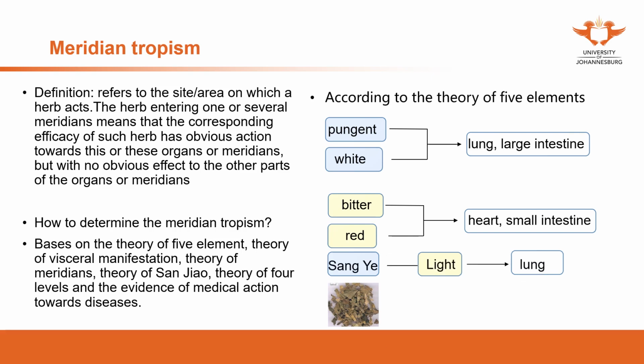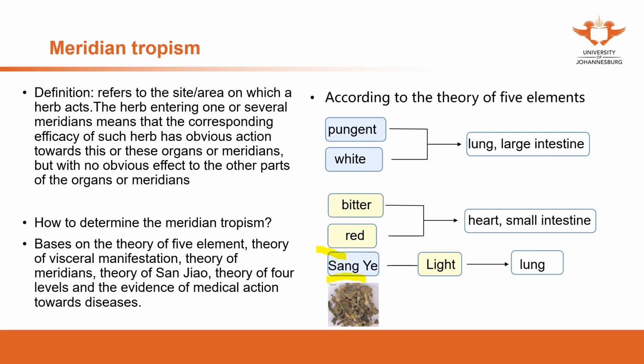And also for example, the sangye. Sangye is the leaf. The leaf is very light. Something light can go outwards. So it moves to the lung, going to the lung meridian. So that's from the different property of the herbs.